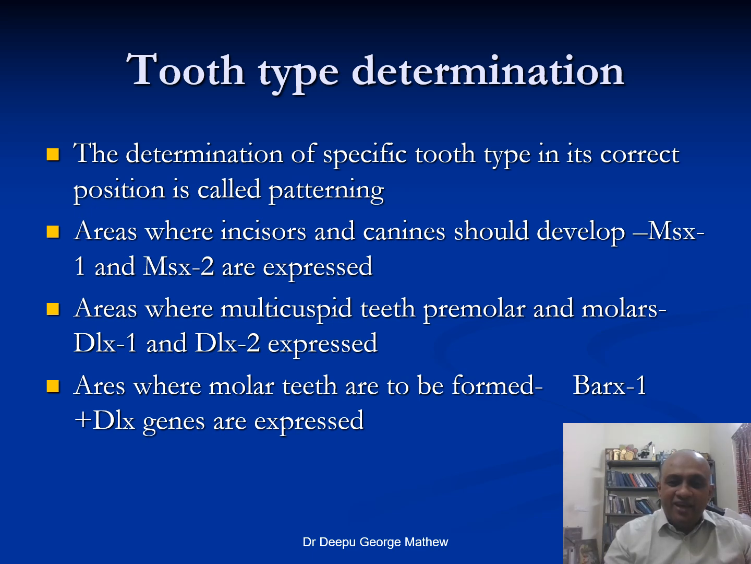And areas of canines and incisors are controlled by MSX1 and MSX2. Areas where multicuspid teeth like premolars and molars are, you have DLX1 and DLX2. And areas where molar teeth are there, you have BARX1 gene along with DLX gene. It's very easy to remember. Just write a few lines, and the evaluator will feel like, okay, you have studied a lot, and they will give you more marks. Okay. So that's all about the development essay question. And now I hope all of you know what you have to write for this essay question.